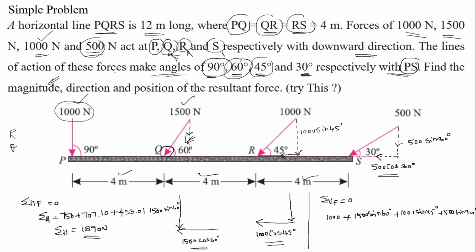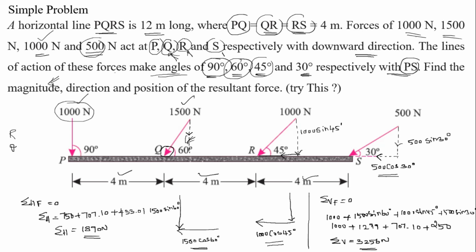1500 into sine 60 degree, how much? This is 1299, right? Plus the next one, 1000 into sine 45, which is equal to 707.10. The last one is 500 into sine 30, which is equal to 250, right? So the sum of all these vertical forces is 1000 plus 1299 plus 707.10 plus 250, which is equal to 3256 Newton, right?